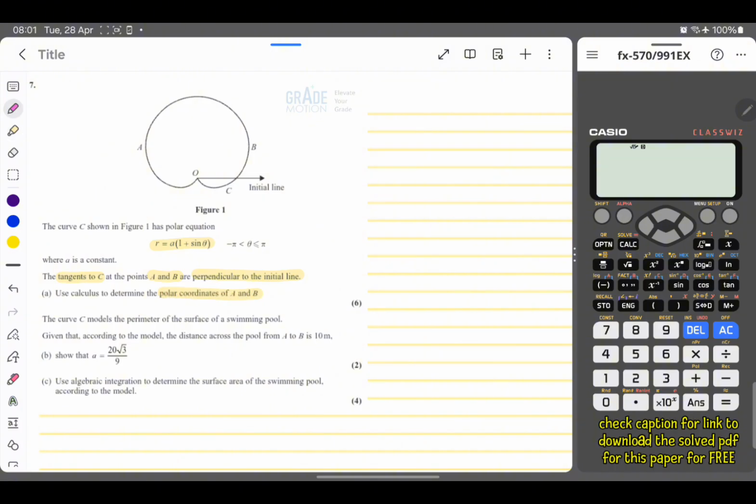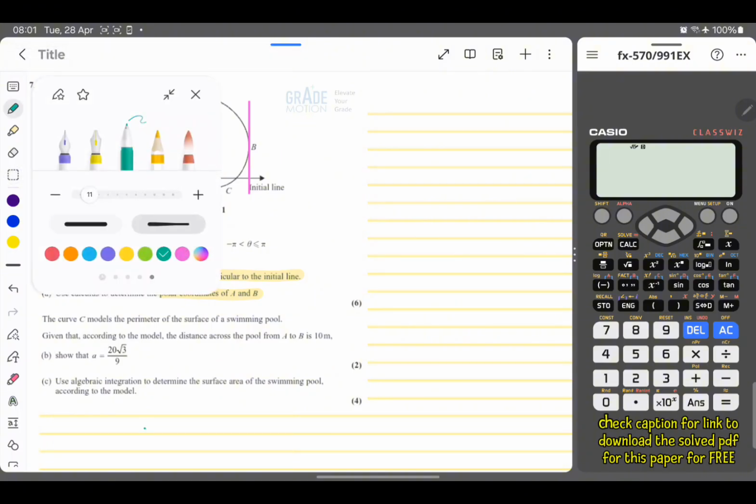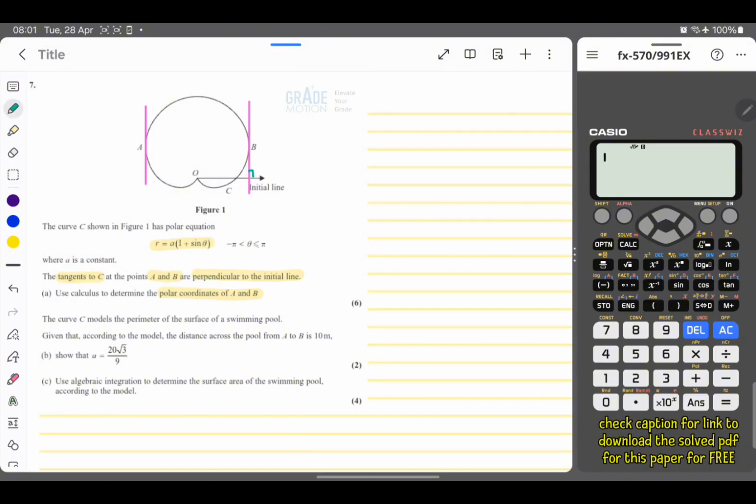What does it mean by tangents to C at points A and B? So let's draw the tangent lines first. They will just cross points A and B. Let me shift it a bit so that we can see that it is a tangent line. Next, they say these must be perpendicular to the initial line. That means it would be like that, so we are looking at vertical lines. We have two vertical lines, and we want to find polar coordinates for both A and B.